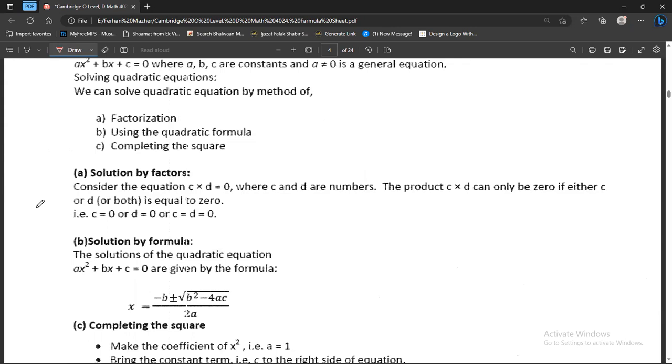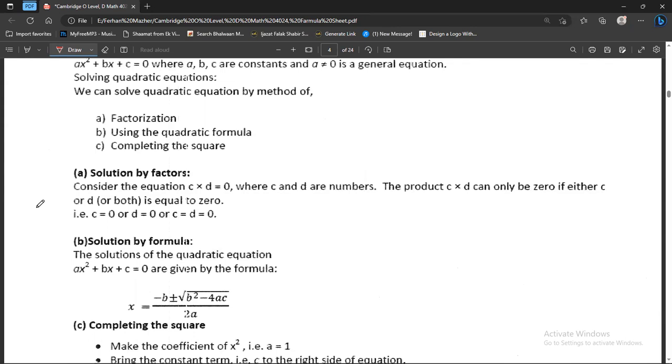We factorize the quadratic equation, and when we get two factors, the factorization is done with the help of, for example, middle term breaking. And once we get the factors, those two factors multiply with each other, and that is equal to 0. So either the first factor is 0 or the second factor is 0.